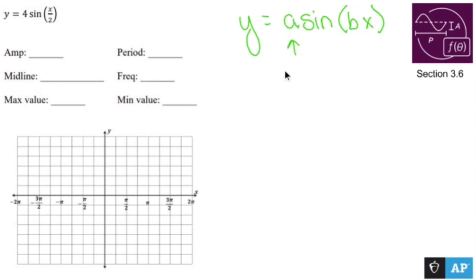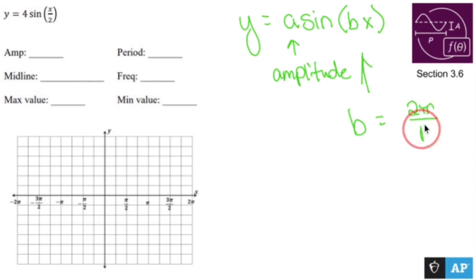What A here stands for is the amplitude. That's how tall something is, okay? What B here stands for is the frequency. Now the frequency is the same exact thing as 2 pi over the period. So if I want to find the period, we can find the period by doing 2 pi over whatever that b is. Okay, so let's do a little bit of math.